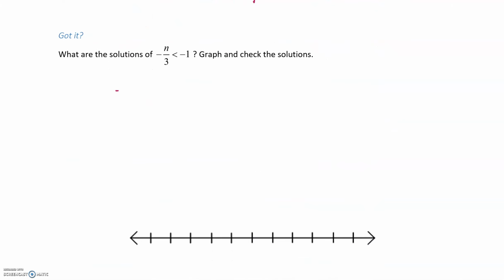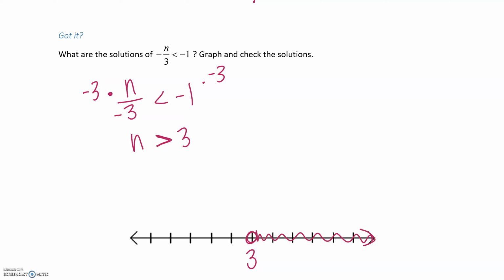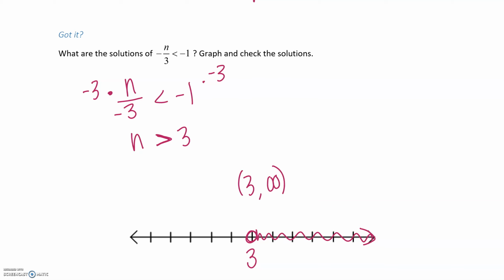Okay. Our next one, we have negative n over 3 is less than negative 1. So I'm actually going to put this negative on the 3 down here. So we're going to multiply both sides by that negative 3. When we do that, we are automatically flipping this sign. So that leaves us with n is greater than positive 3. So we have positive 3. It's going to be an open circle, and we are going to shade to the right. And in function notation, that gives us 3, comma, positive infinity, close parentheses.